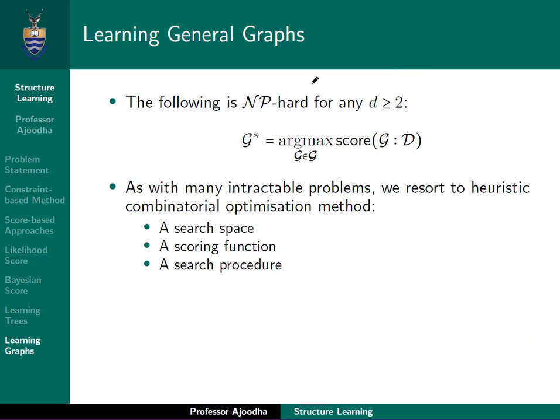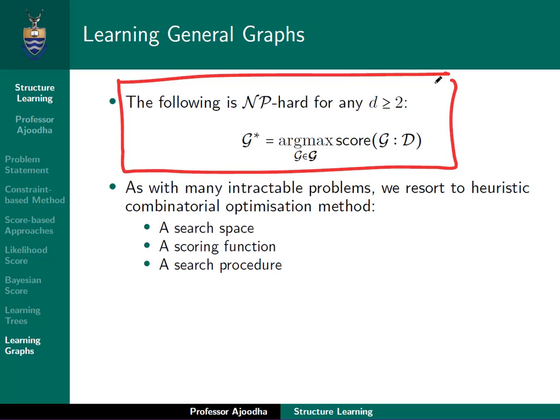So that's done now. We're done talking about trees. Let's now talk about graphs. And we always start in this course with the problem statement. This is a very big problem, but it doesn't stop us from actually doing any work. The following problem is NP hard for any degree greater than 2. Finding the structure that maximizes the score from a set of candidate structures and a dataset D is NP hard. Okay, and this is intractable.